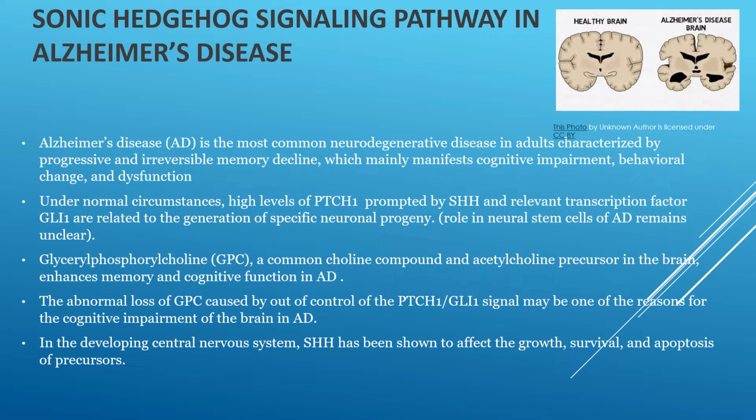Now, the loss of GPC, which is caused by the loss of control of PTCH, is seen as one of the reasons cognitive impairment of the brain happens in Alzheimer's disease. Another supporting evidence for this is that in the developing central nervous system, sonic hedgehog protein has been shown to affect the growth and survival of precursor cells.